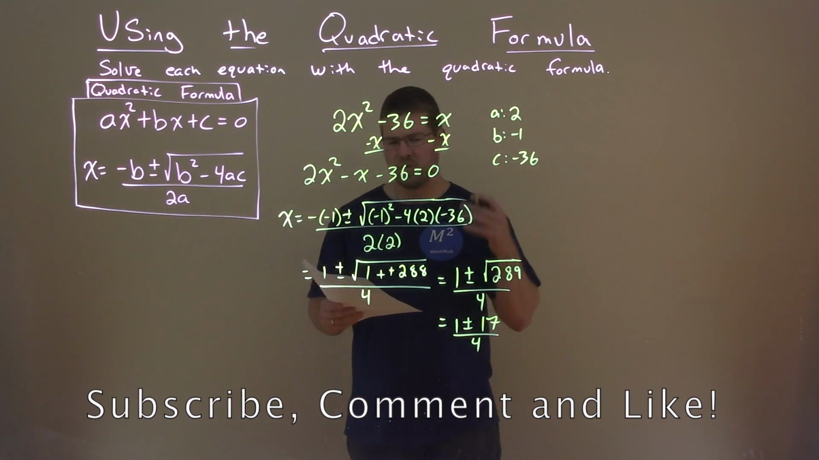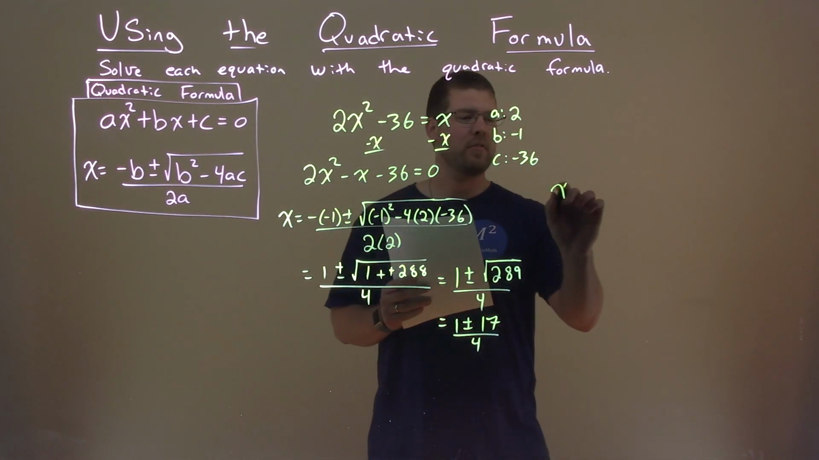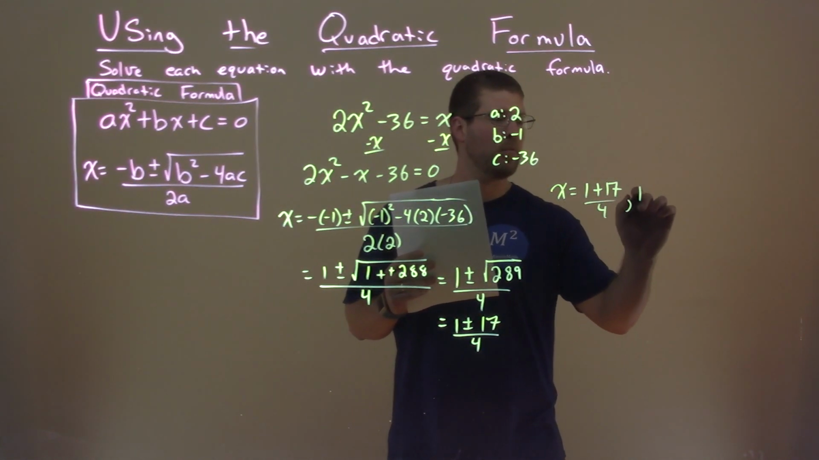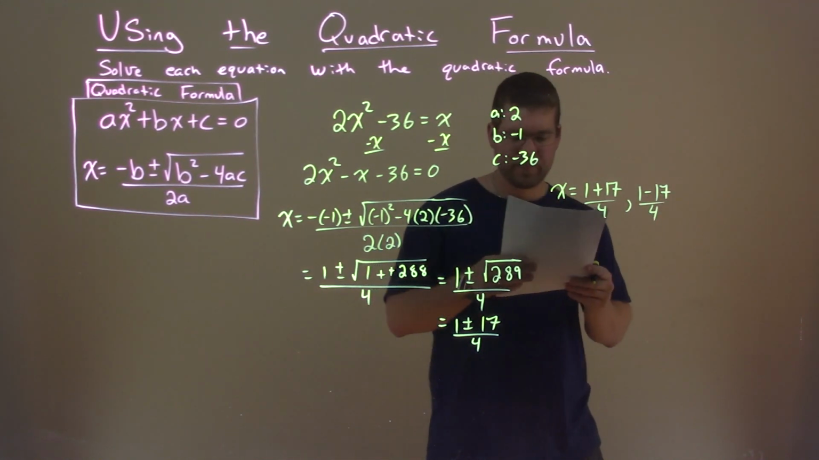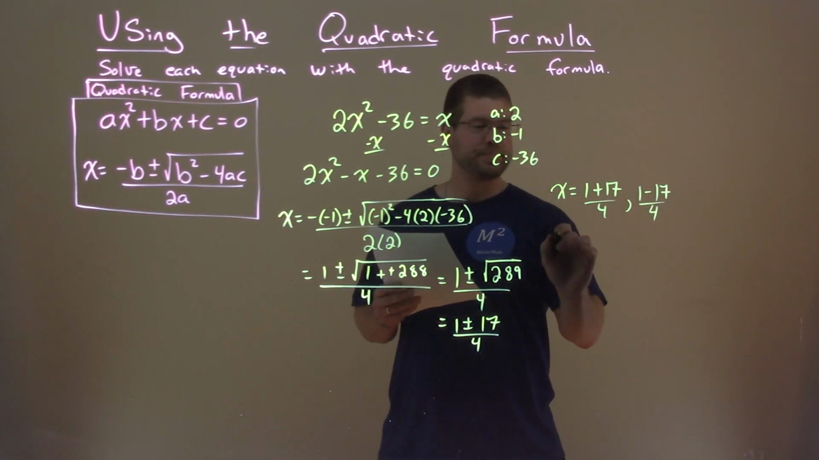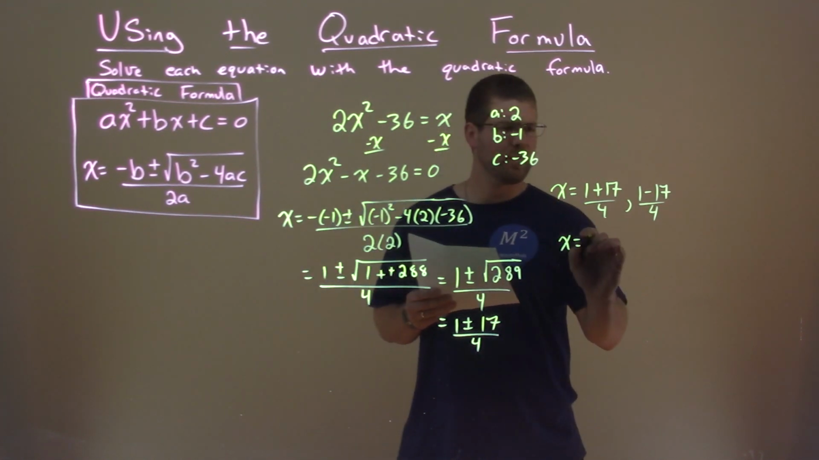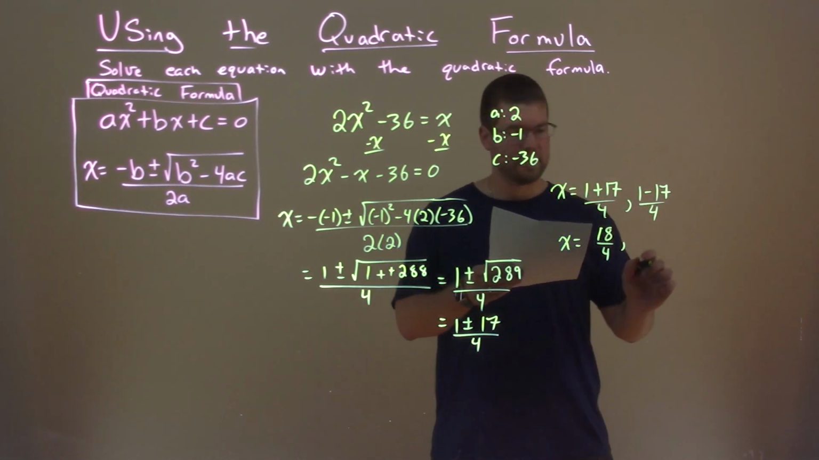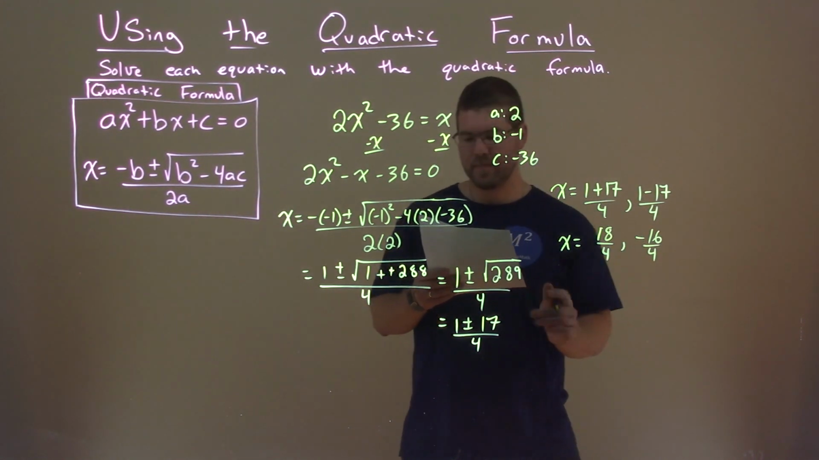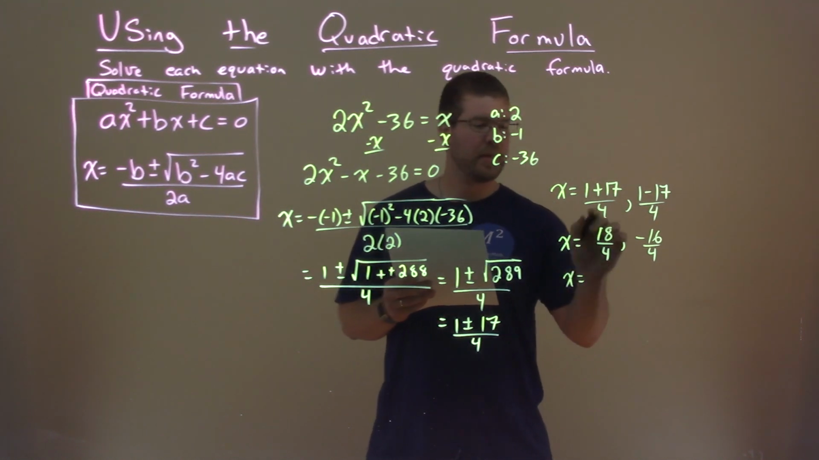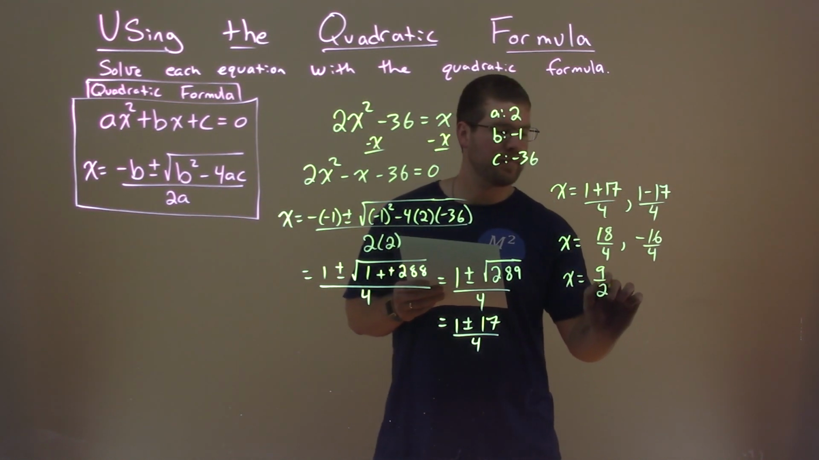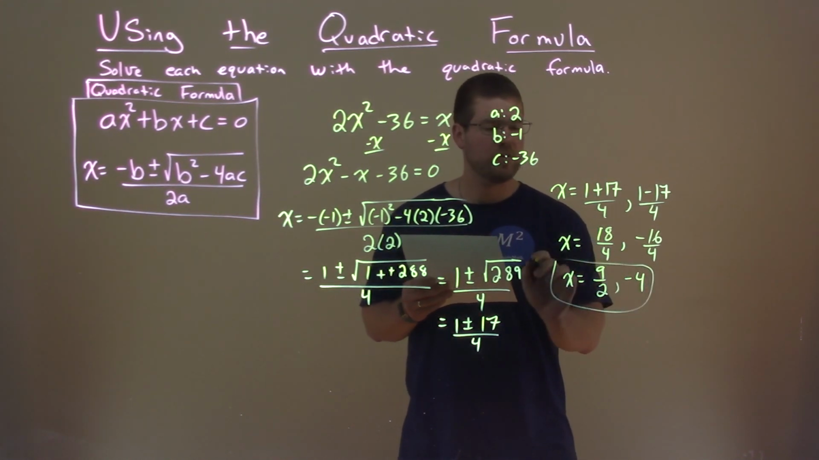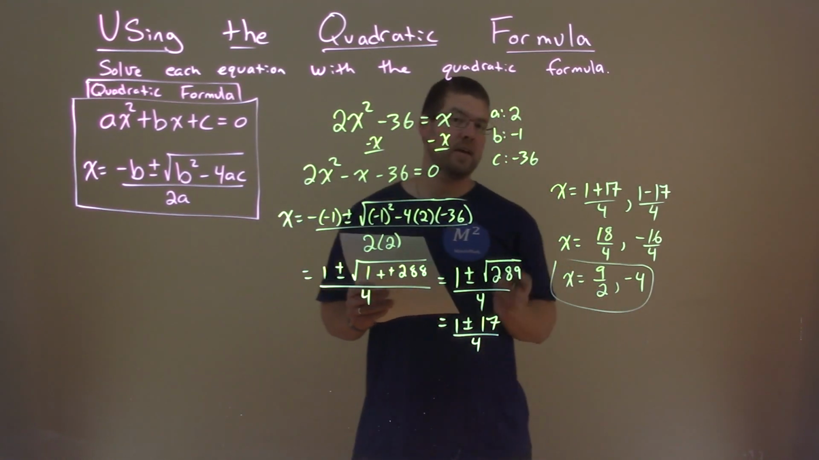So now we have 1 plus or minus 17 over 4. So we need to solve for x for each one individually. So we're going to do 1 plus 17 over 4 and 1 minus 17 over 4. And now we have to solve each one. So x equals, well, 1 plus 17 is 18 over 4, and 1 minus 17 is negative 16 over 4. So let's go simplify that. 18 over 4 simplifies to be 9 halves, and negative 16 divided by 4 is negative 4. And so our two answers here are x equals 9 halves and negative 4.